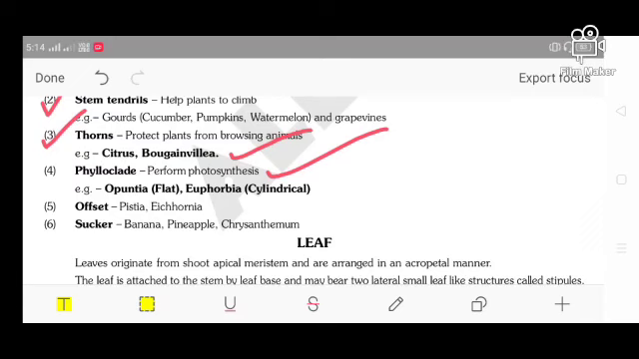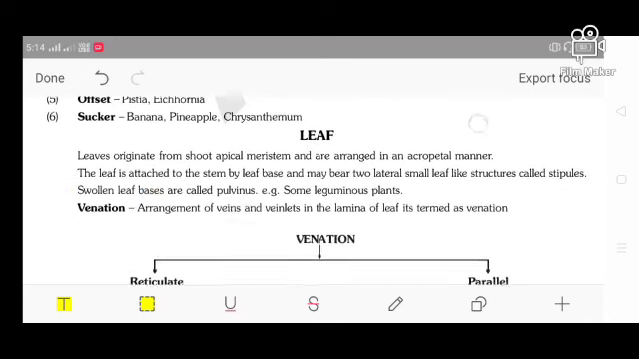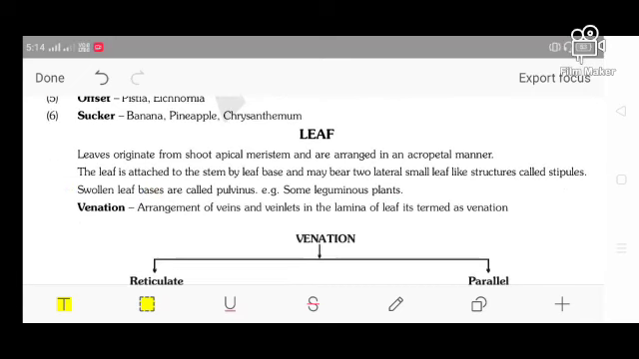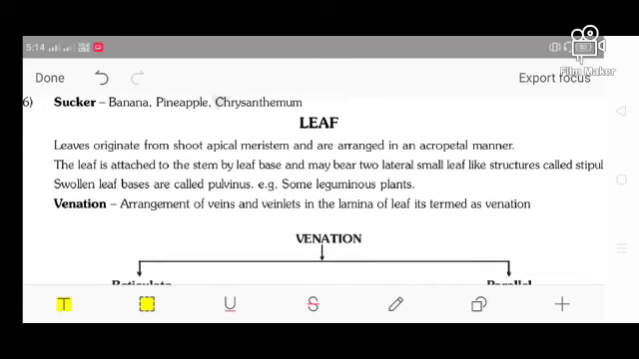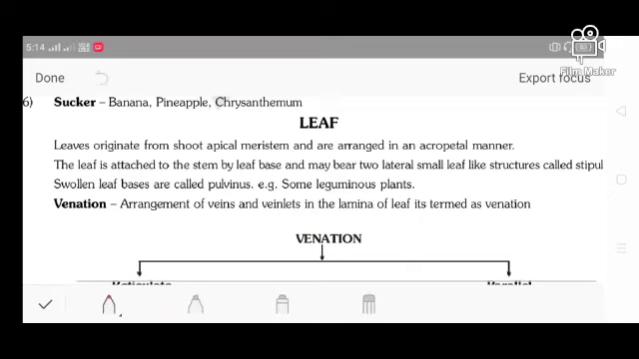After that, the leaf modification. What is the leaf? So the leaf originates from the shoot apical meristem and is arranged in an acropetal manner. So leaves originate from the shoot apical meristem. You have to remember this, very important. And the leaf is attached to the stem by the leaf base, very important, and may bear two lateral small leaf-like structures called the stipules.